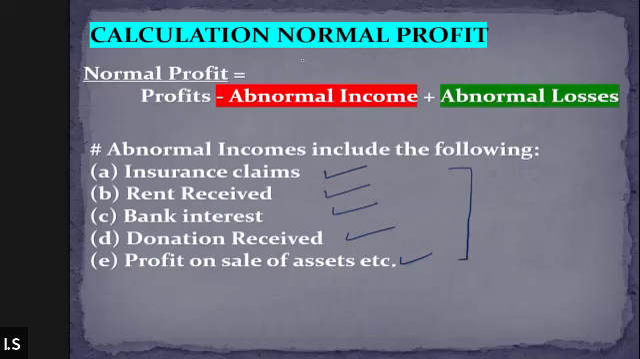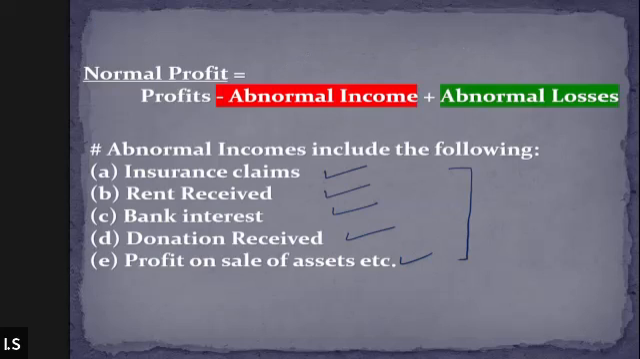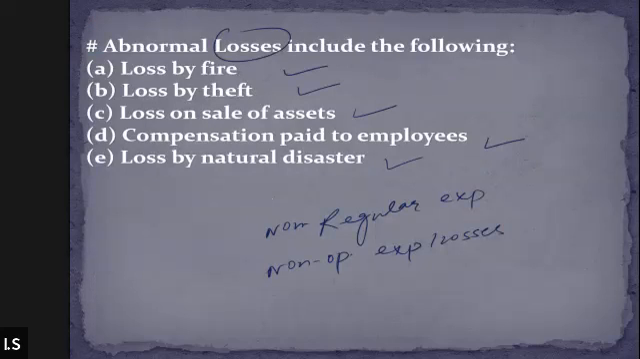And at the same time, all incomes which are non-operational and non-regular, like an insurance claim that we have received, cannot be called ordinary, regular income. Rent that we receive by letting out a particular space cannot be considered regular income. Bank interest is not regular, donation is not regular income. So these are considered abnormal incomes, right? So to determine the normal profit, we need to subtract all such abnormal incomes and add back all such abnormal losses. I hope this is clear to both of you.